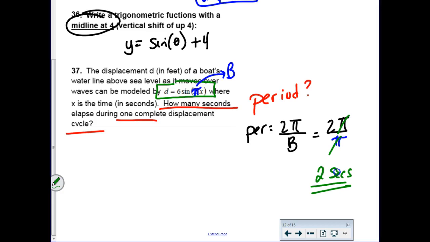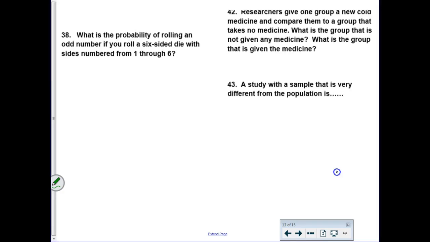Okay, so that should be the end of the trig section, and then there's a little bit on probability and experimental design at the end, and you're almost home free. This is the end of the test. So we are rolling a 6-sided number cube. What's the probability that you roll an odd number? So probability, remember, is winners over total. That's how you can think of it.